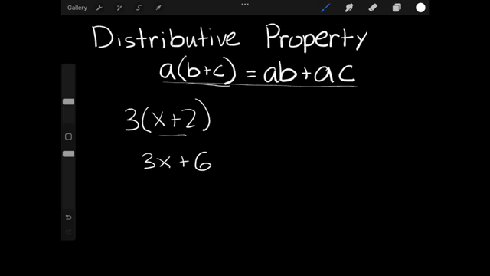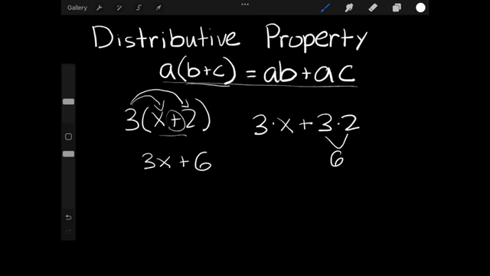So let's just break this down a little bit and see what I did. Well, 3, and then you're going to want to multiply 3 by x first. 3 times x, addition, plus 3 times 2. And then we're just going to simplify this, and 3 times 2 is 6. And 3 times x can be just written as 3x. So that's how I got this answer.